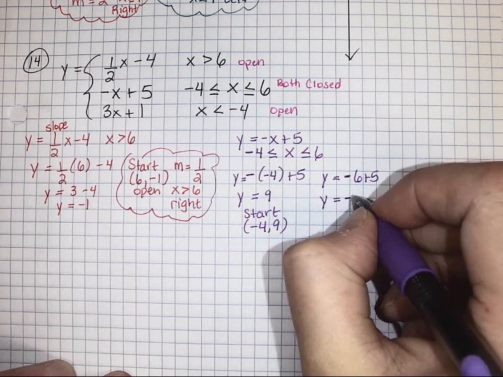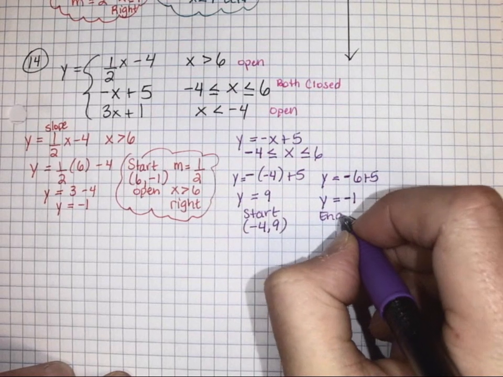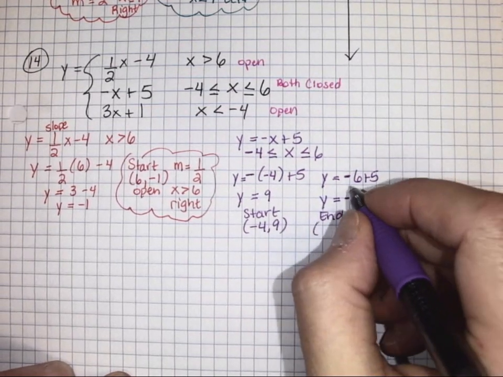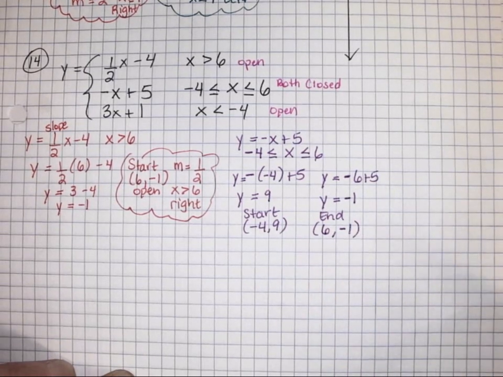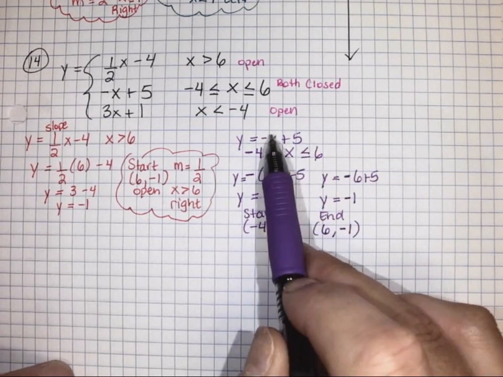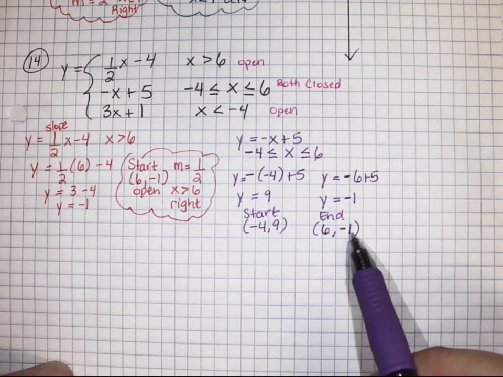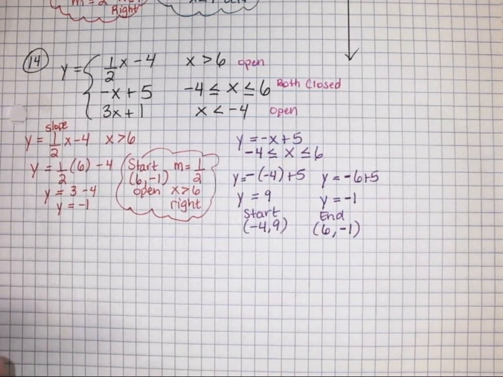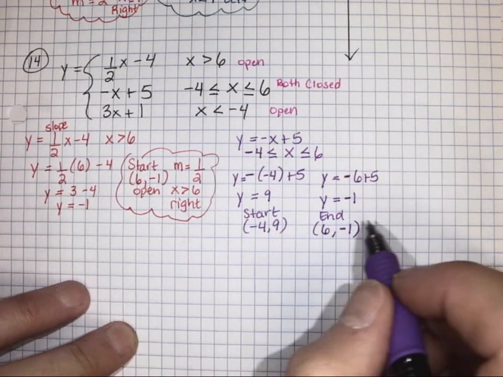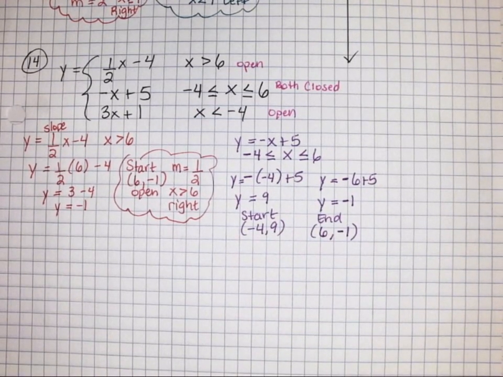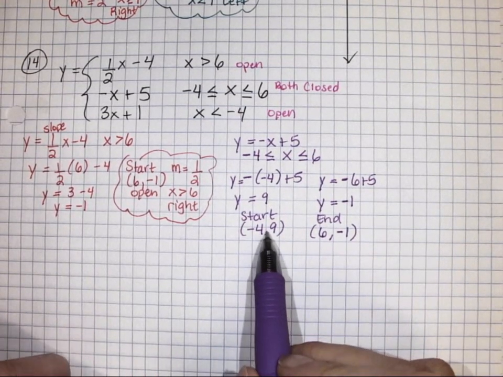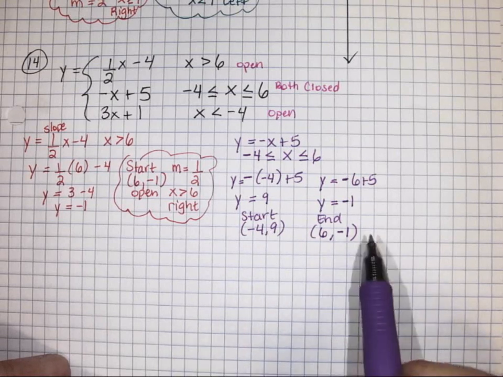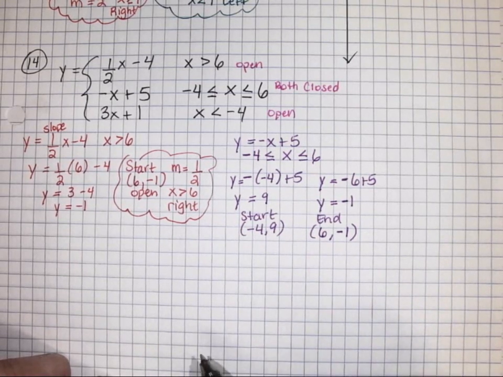So y equals negative 1. So where it ends is 6, negative 1. And once again, be careful. All I did was plug in 6. I didn't plug in negative 6. So it starts and ends there. And if you'll just plot that first point and the second point and just connect your line, you're fine.